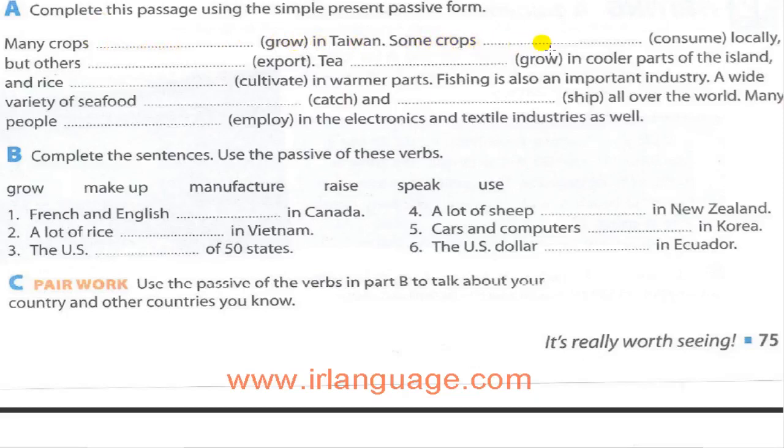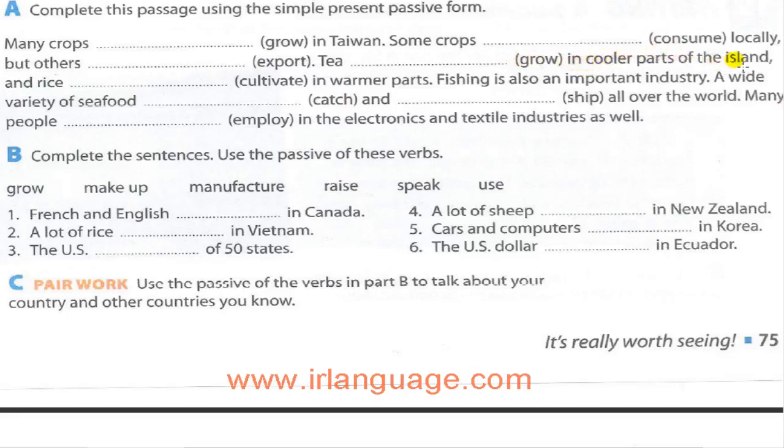Some crops, crops with s plural, are consumed. Consumed, you put d, this is the pp. Consume, consumed. Some crops are consumed locally. Again, many crops are grown in Taiwan. Some crops are consumed locally. But others are exported. Exported, ed. Tea, singular. Tea is grown in cooler parts of the island.